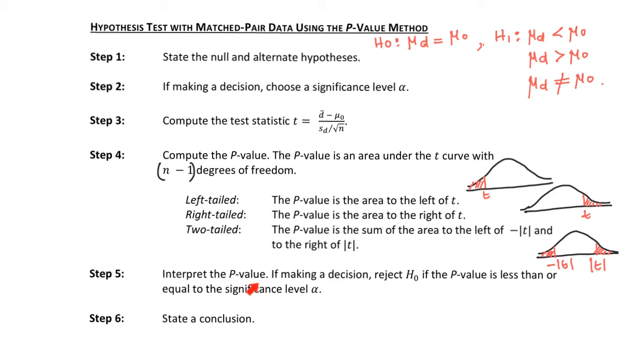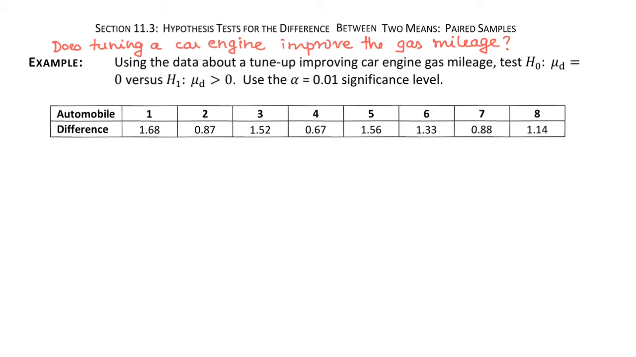Then interpret the p-value. We reject the null hypothesis if p-value is less than or equal to alpha. Then state a conclusion. Let's look at an example on hypothesis test for difference between two means with matched pair data. Does tuning a car engine improve the gas mileage?